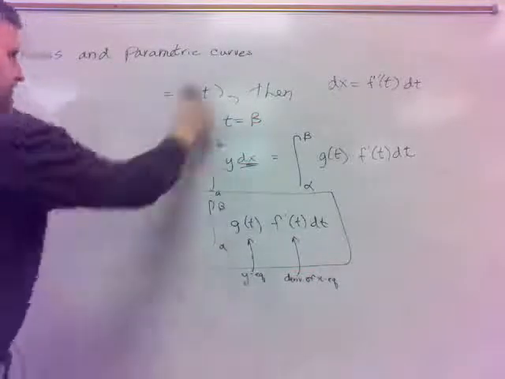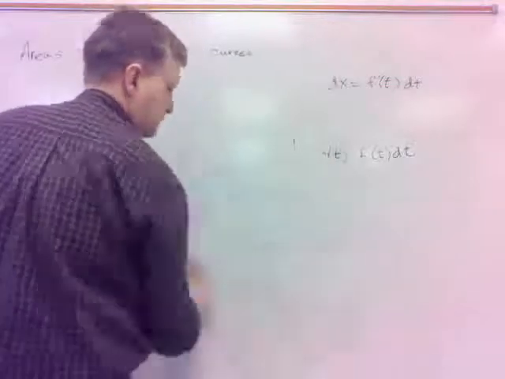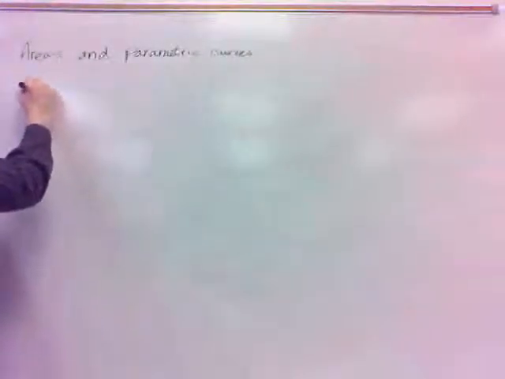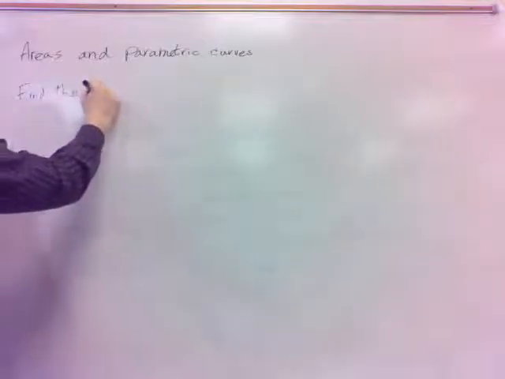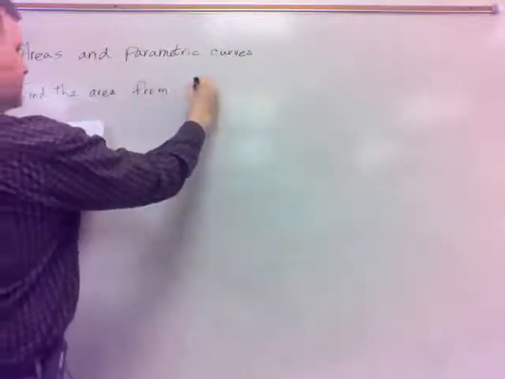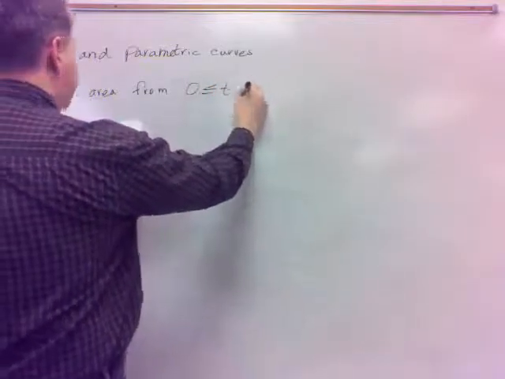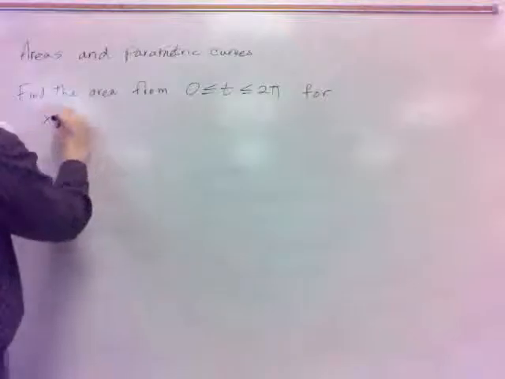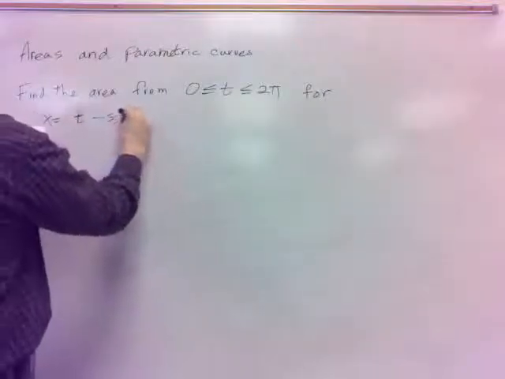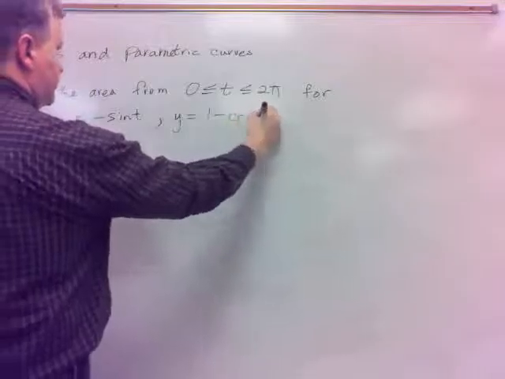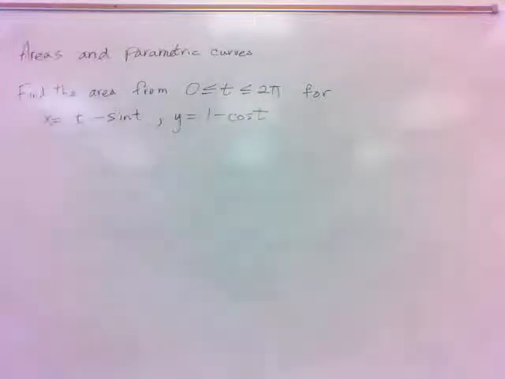All right, so let's do one. Find the area from 0 less than or equal to t less than or equal to 2 pi for x equals t minus sine t, comma, y equals 1 minus cosine t. All right.